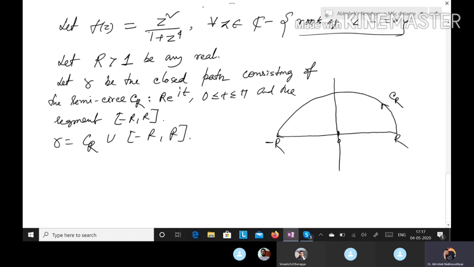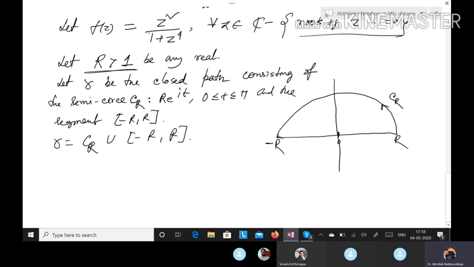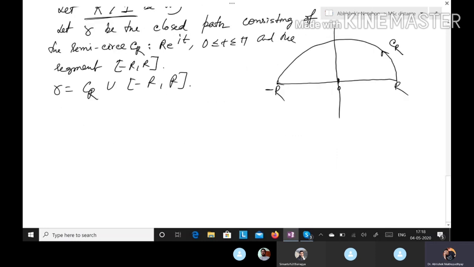Now, why have we chosen this kind of R, which is greater than 1? It will be clear after the evaluation of the isolated singularities of f(z). So now let us find the roots of this function. By de Moivre's theorem, z is i^(2k+1) pi by 4, for k equal to 0, 1, 2, 3. So there are 4 roots.